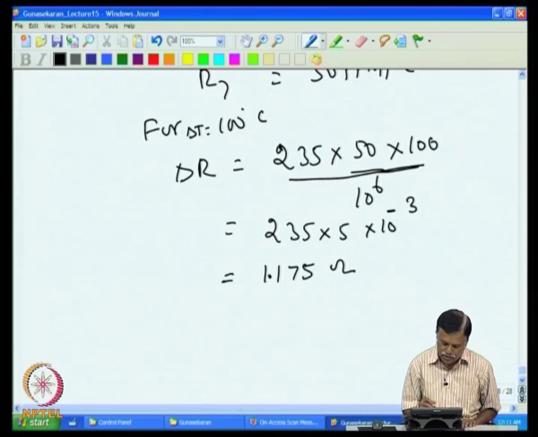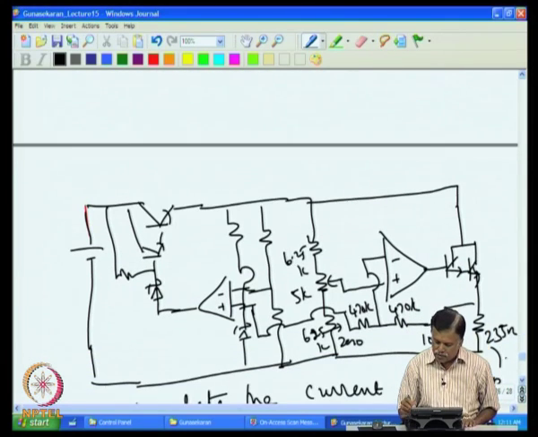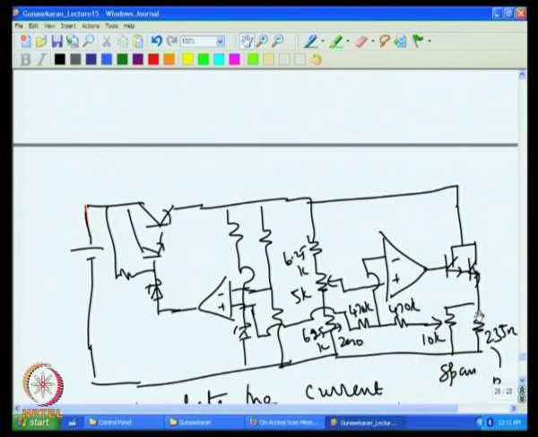Now, for the 1.175 ohm change in resistance here, if the resistance goes up, then this voltage will go up, and then automatically the current has to come down, because if this voltage goes up, this voltage will come down, and the current has to come down such that the original value is maintained. Because essentially the voltage at this point and the voltage at this point have to be the same all the time.